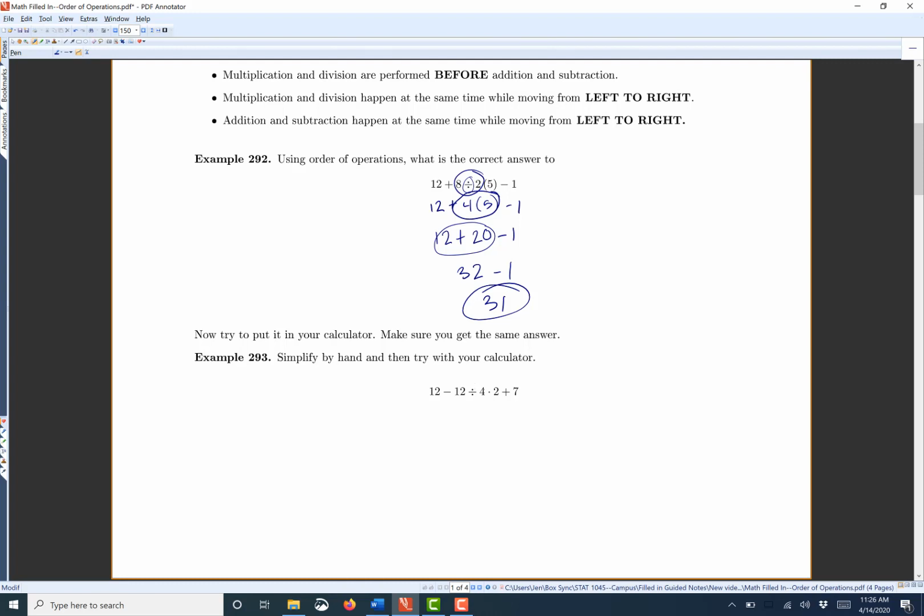So I have a minus, divide, times, and plus. So again, division and multiplication come first from left to right. So we'll do 12 divided by 4. So 12 divided by 4 is 3 times 2 plus 7. So this times is what we'll do next. Multiplication is next. So 12 minus 3 times 2 is 6 plus 7. Now we have minus and plus. We just do those from left to right. So we'll do 12 minus 6. That's 6 plus 7 gives me 13 as my final answer.